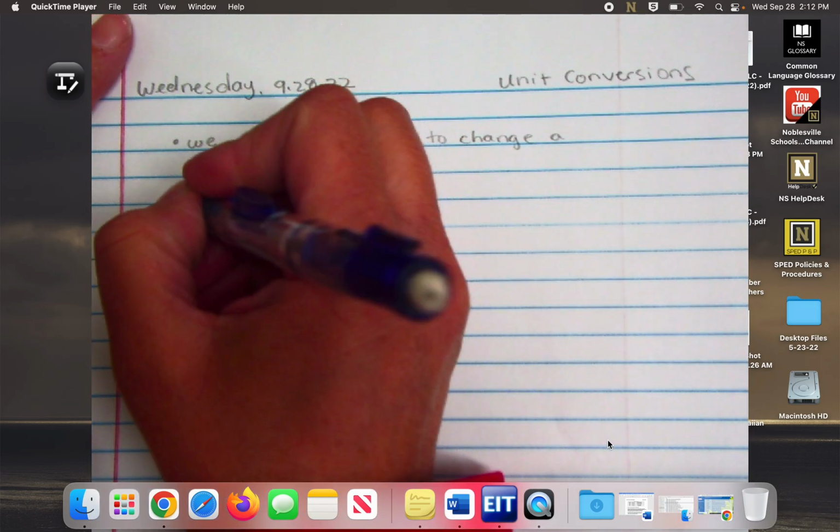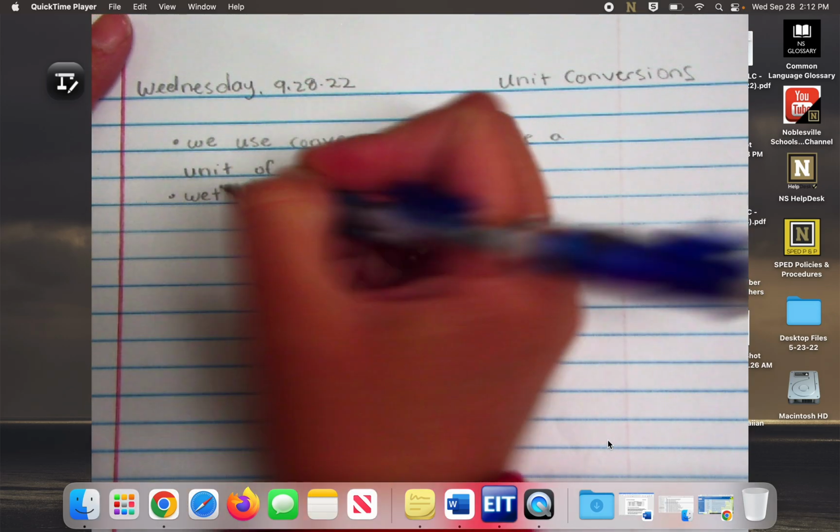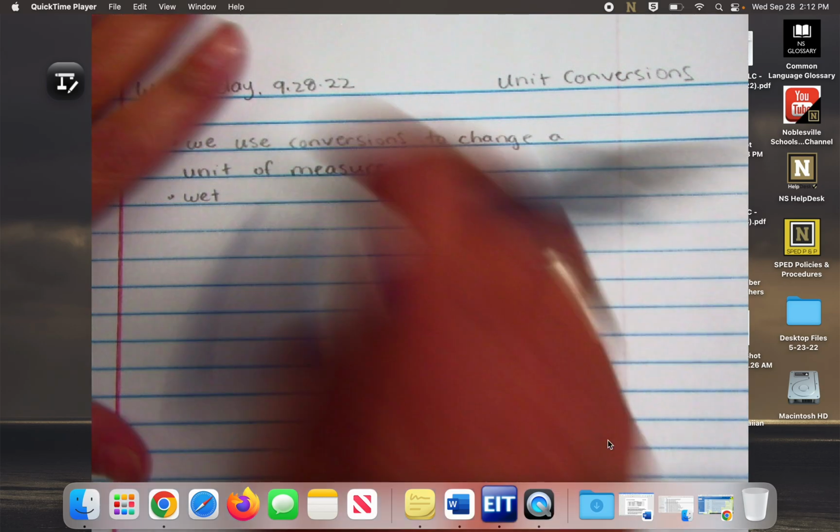And a meter is like 2.8, right? Yeah, it's not quite the same. Kilograms.